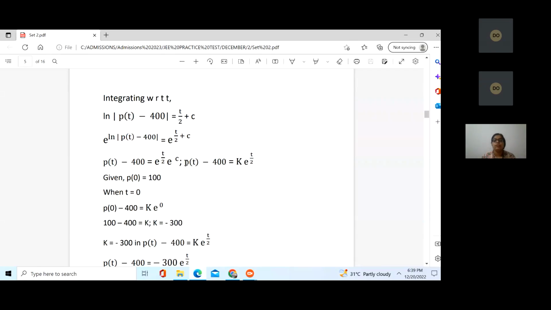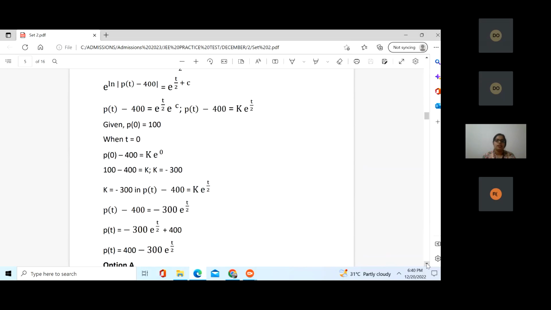So 100 minus 400 equal to k, because e raised to 0 itself is 1. So I'll be able to find out the value of k, which is minus 300. Now I need to substitute this k in this equation, and I can solve it because this is the only unknown in the equation. If I solve it, I'll be able to find out the value of p of t, which is asked in the question.